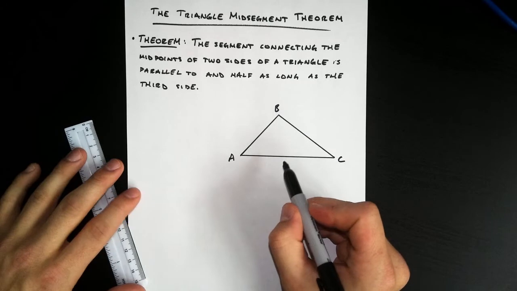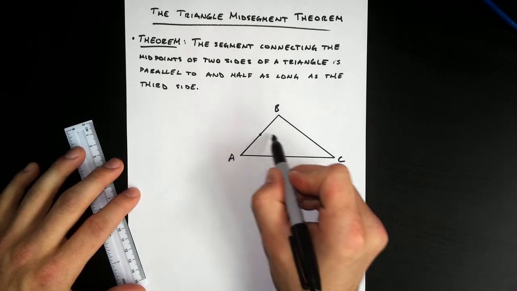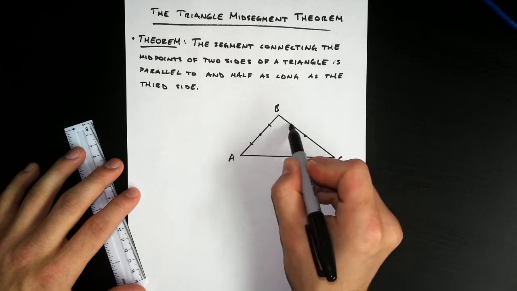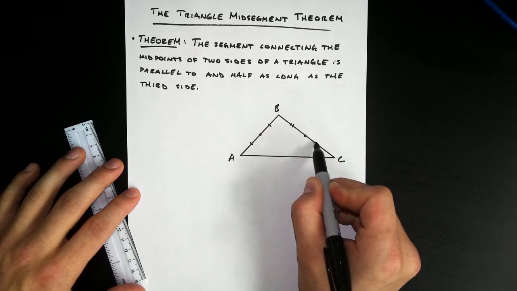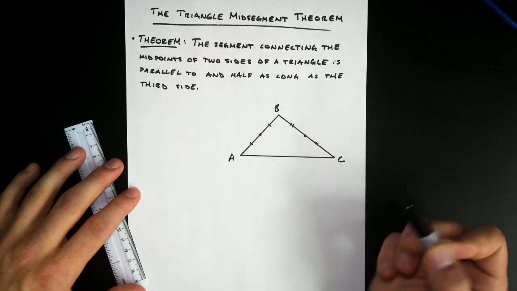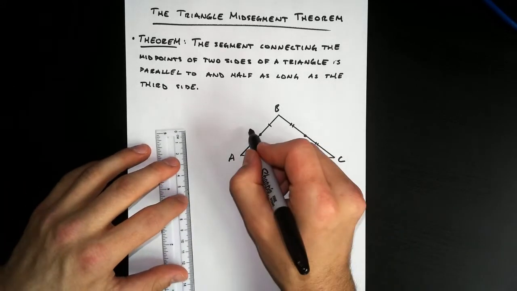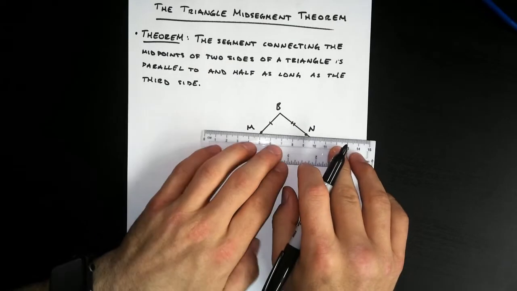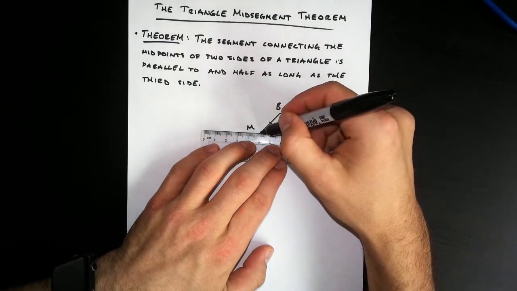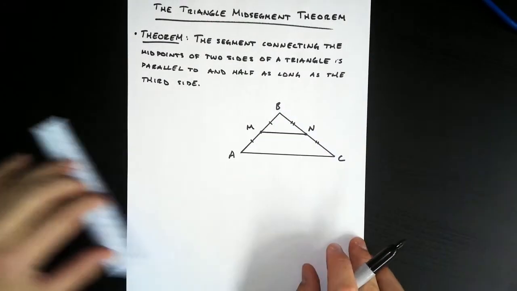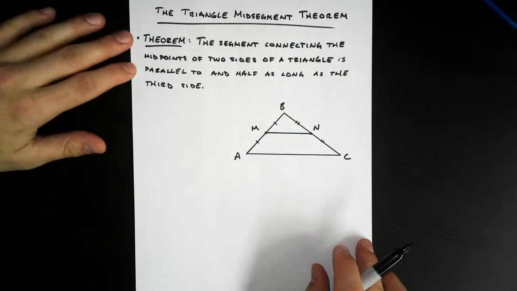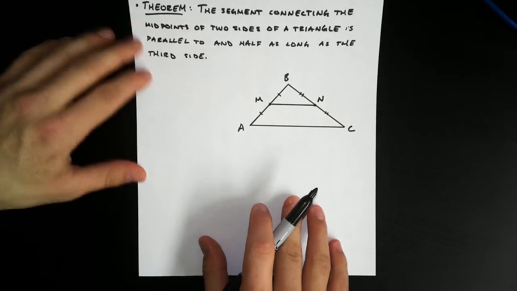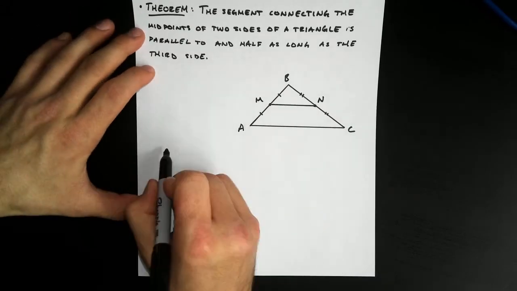Now, the midsegment is the segment that connects together two of the midpoints. So because those are midpoints, I know that these segments are all congruent. And let's label this M and N. So this segment here, this is a midsegment.